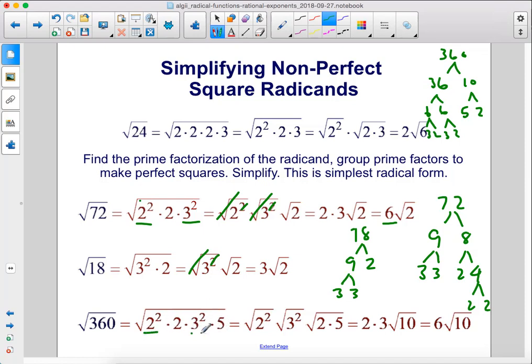Then this piece and this piece can be brought out front with their own radicals so that we are left with just 2 times 3 out front, which is 6. And then we have a 2 and a 5 left over under this radical, which multiply together to 10.